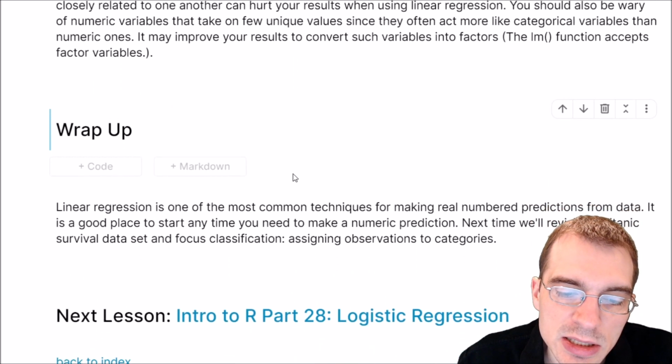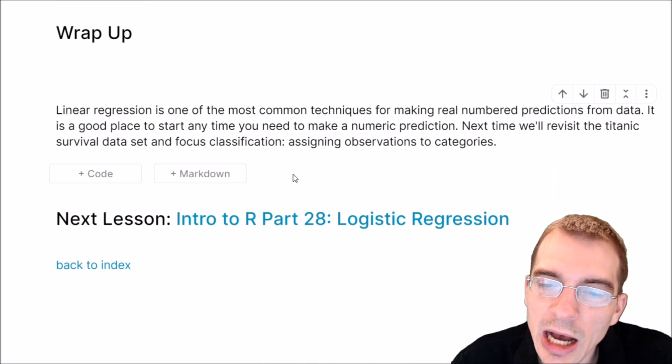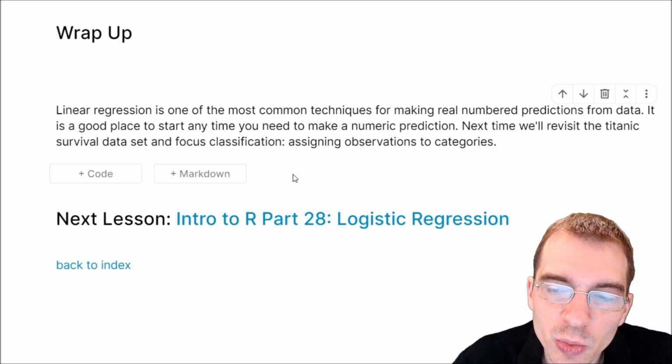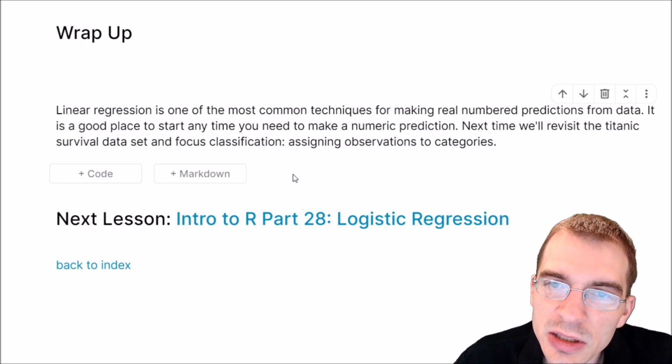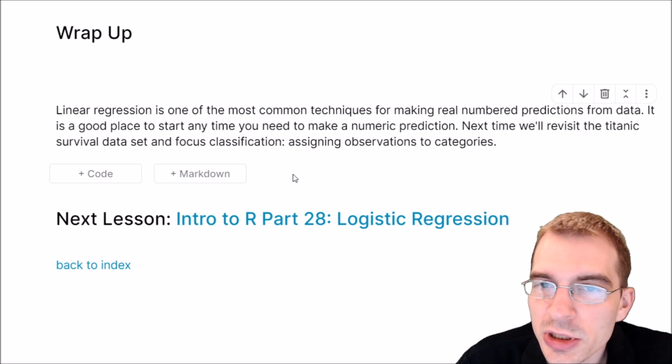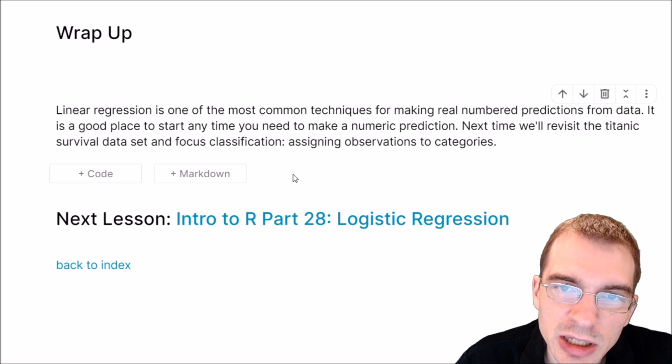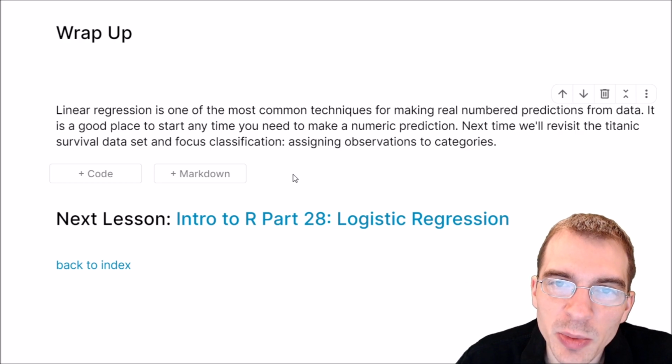So to wrap up for this lesson, linear regression is one of the most common and useful techniques for making real numbered predictions on data. It's a good place to start pretty much any time you need to be making a numeric prediction, because at the very least, it's fairly simple, tends to run pretty quickly, and can give you a decent baseline prediction that you can use and compare other models to. So if you're trying to do something pretty complicated, say using some kind of boosted decision trees or neural networks, and you're getting prediction results that aren't even much better than a simple linear regression, you might as well just stick with the simple model, because then you don't have to worry about doing anything super complicated.